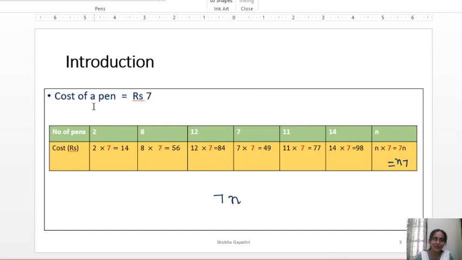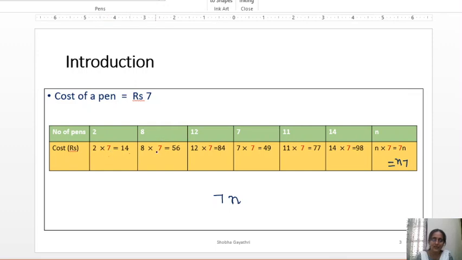Suppose if you want to buy pen, cost of 1 pen is rupees 7. When you are buying 2 pens, you have to give the amount rupees 14 for the shopkeeper. How did you get this rupees 14? Then you have to multiply the number of pens 2 with cost of 1 pen. Right, 2 into 7, 14.